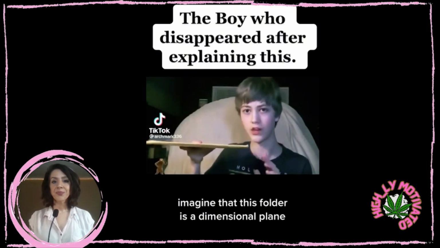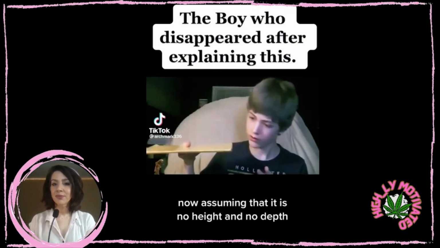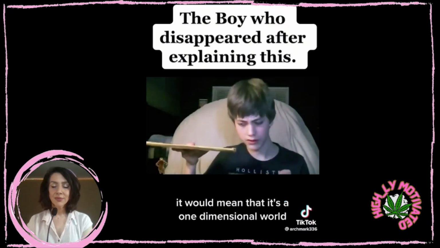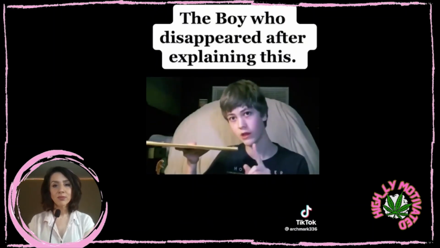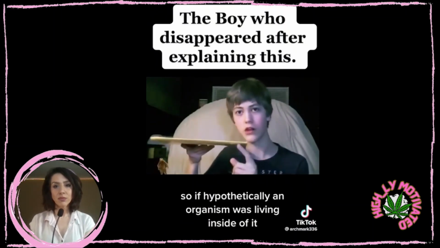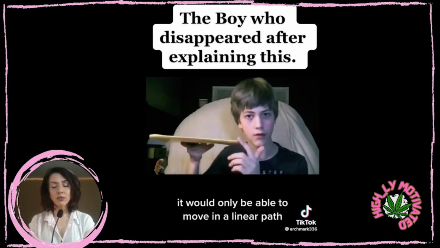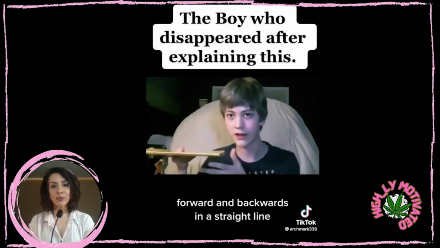Imagine that this folder is a dimensional plane. Now, assuming that it is no height and no depth, what would this mean? It would mean that it's a one-dimensional world. So if, hypothetically, an organism was living inside of it, it would only be able to move in a linear path forward and backwards in a straight line.